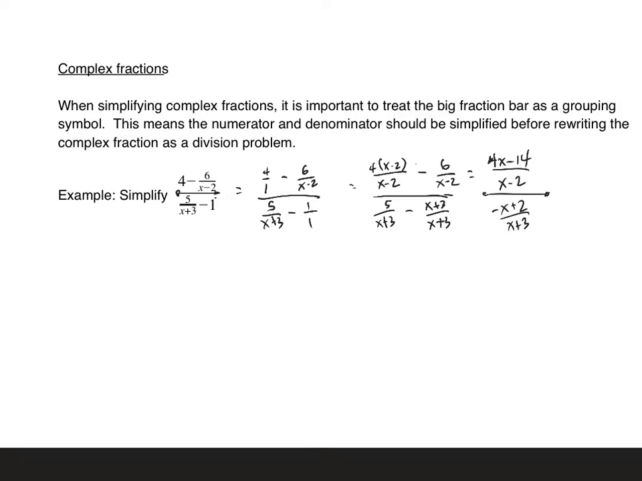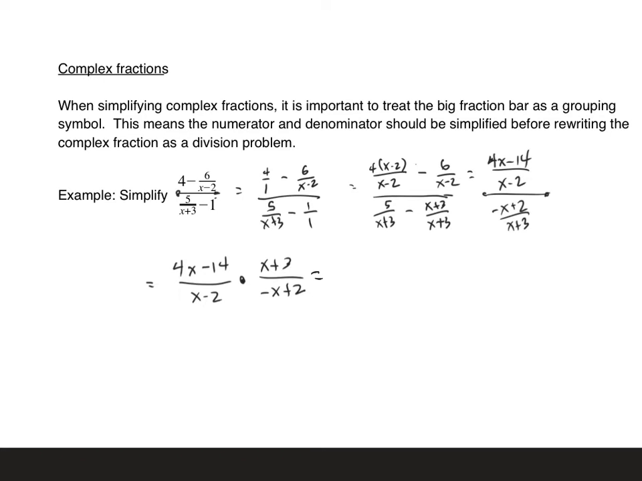Now I'm ready to rewrite this complex fraction as a division problem like we did in class the other day. So this would be 4x minus 14, same. Switch the division to a multiplication, and then flip. Like that. Now notice, I could factor some stuff. 4x minus 14 would be 2 times 2x minus 7. But nothing in here is going to cancel or simplify.